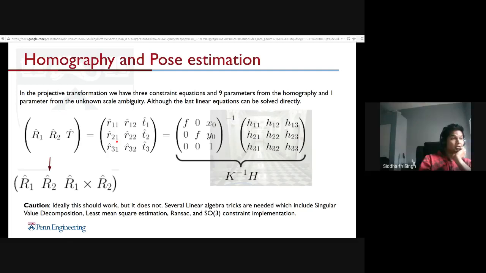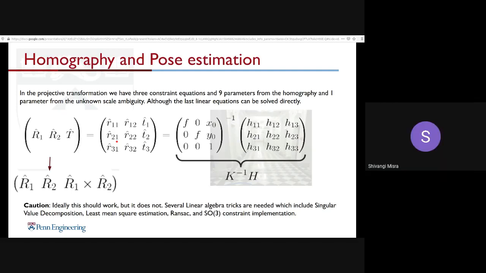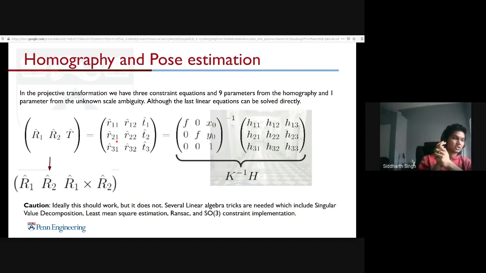Ideally, they should be perpendicular. But because of noise, R1 cap and R2 cap won't be perpendicular to each other, and hence R1 cap cross R2 cap is also not exactly perpendicular to both R1 and R2, right? But again, we are trying to estimate. This is estimation. This is not an exact solution.